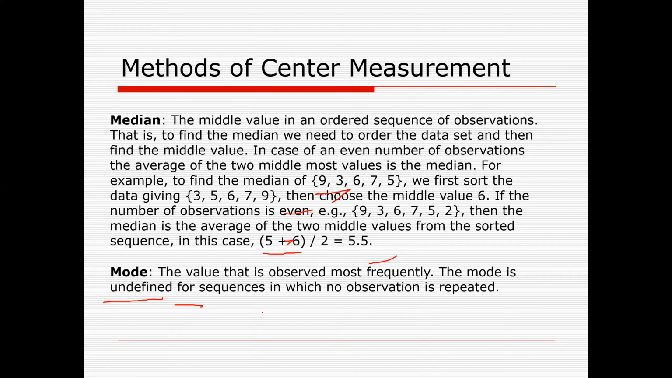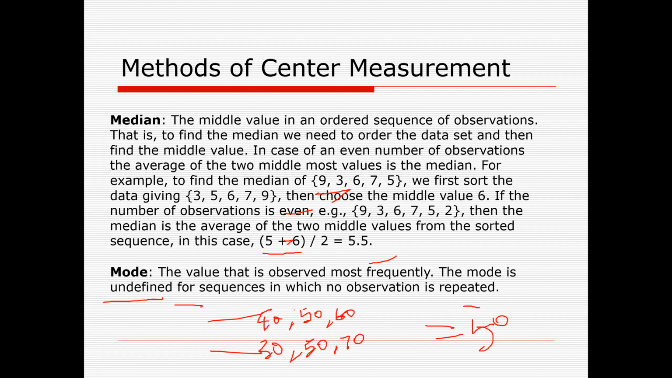Where you had 40, 50, and 60. And then you have another one: 30, 50, 70. I told you that in these two data sets, the mean is equal to 50. But the difference is that this 50 will better represent the first one than the second one, because the first one is tight, tightly packed.